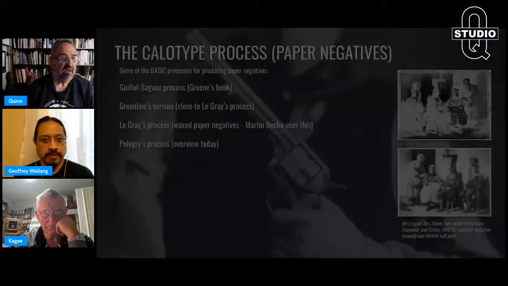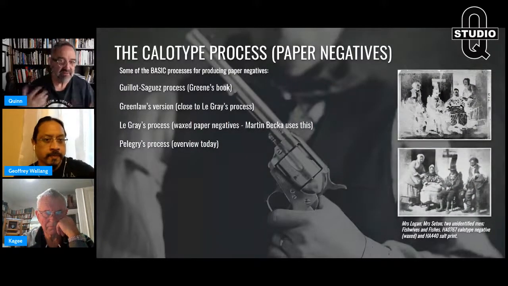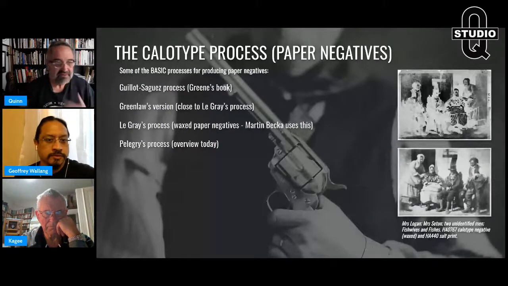So let's talk about some of the basic processes for producing these paper negatives or calotypes. I fear saying "calotypes" all the time, because everybody has a little bit different view of what that means. And I'm a stickler on verbiage sometimes too. Sometimes it means a lot, especially if you're talking historical context.